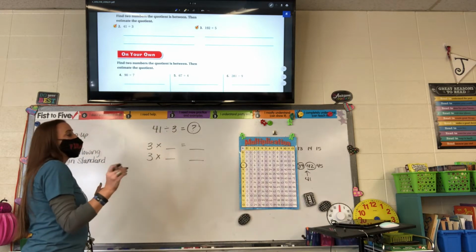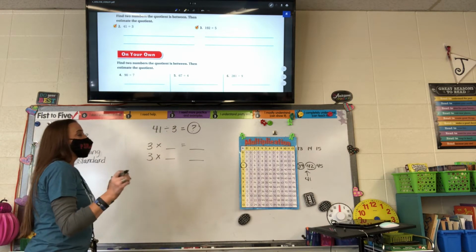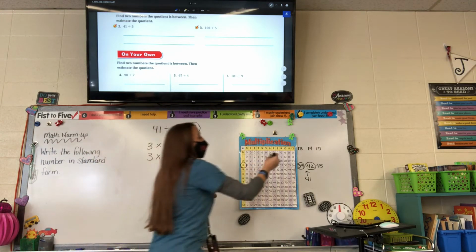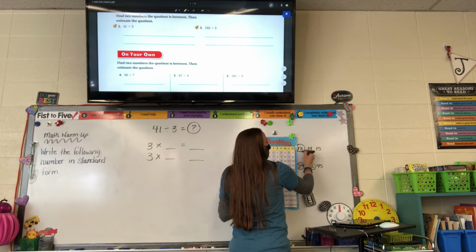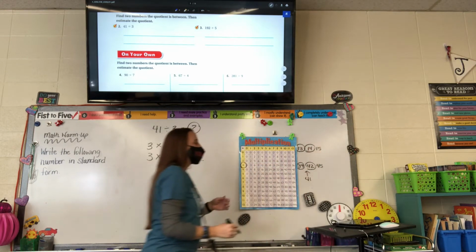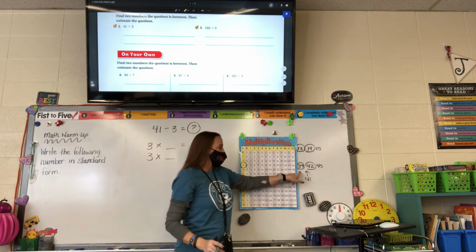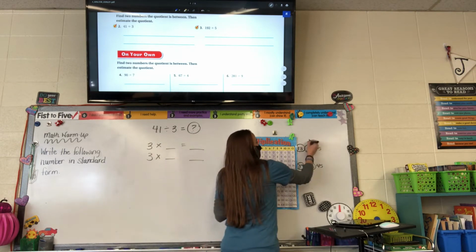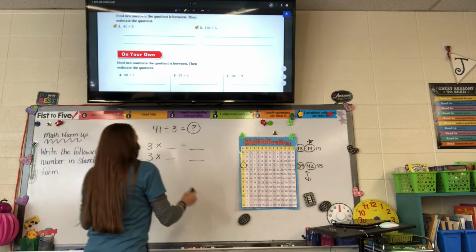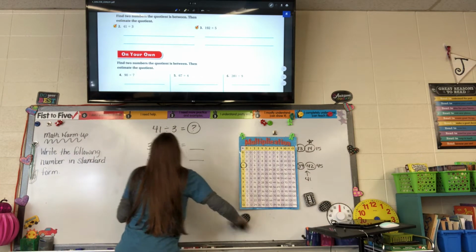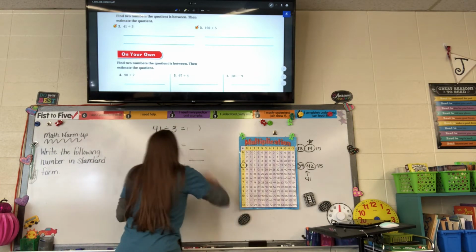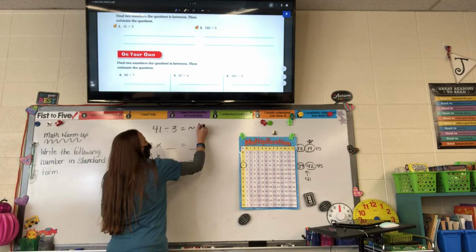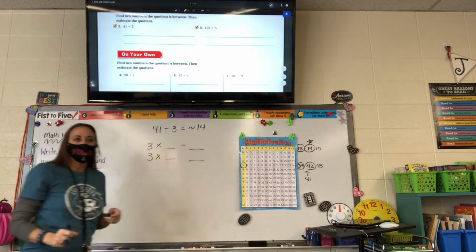Okay. And now, to find our answer, we go up. That means that our answer is about 13 or 14. Is 41 closer to 39 or 42? 42. That means our answer is about 14. So therefore, if we divide 41 by 3, we would get about 14. Okay, you with me?